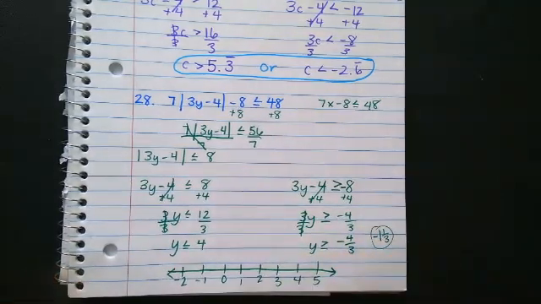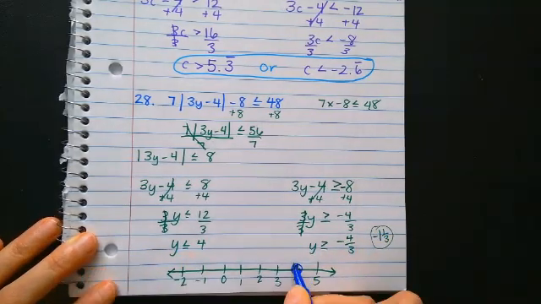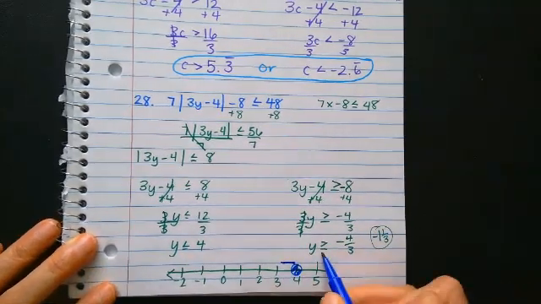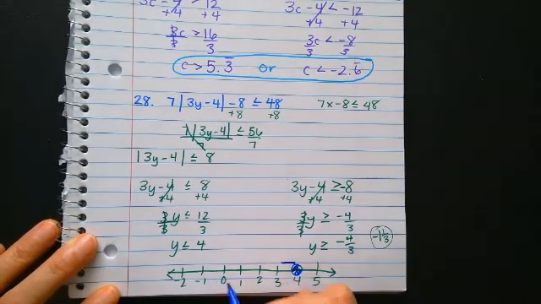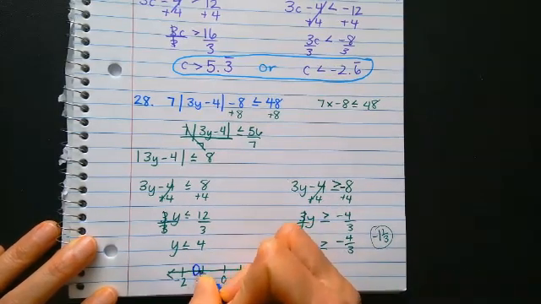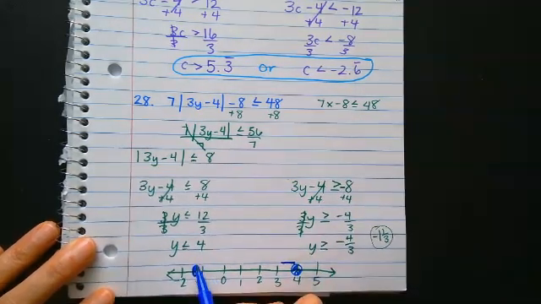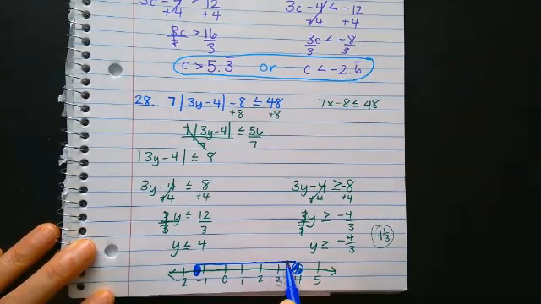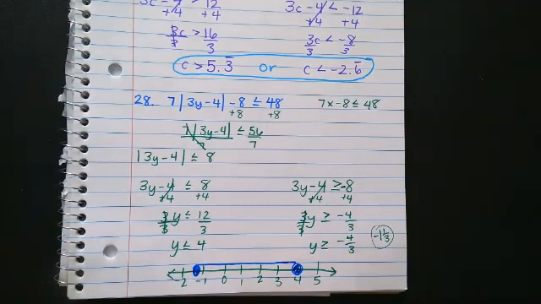Okay, let's start with y is less than or equal to 4. So that's got to be a closed circle. Boop, we're going to close it. And that arrow is going to point to our left. This one right here, also a closed circle around negative 4/3. And so that one's going to be like negative 1 1/3, about right here, closed. And that one's going to be pointing to our right. So these are actually going to connect. Here's the graph, okay?